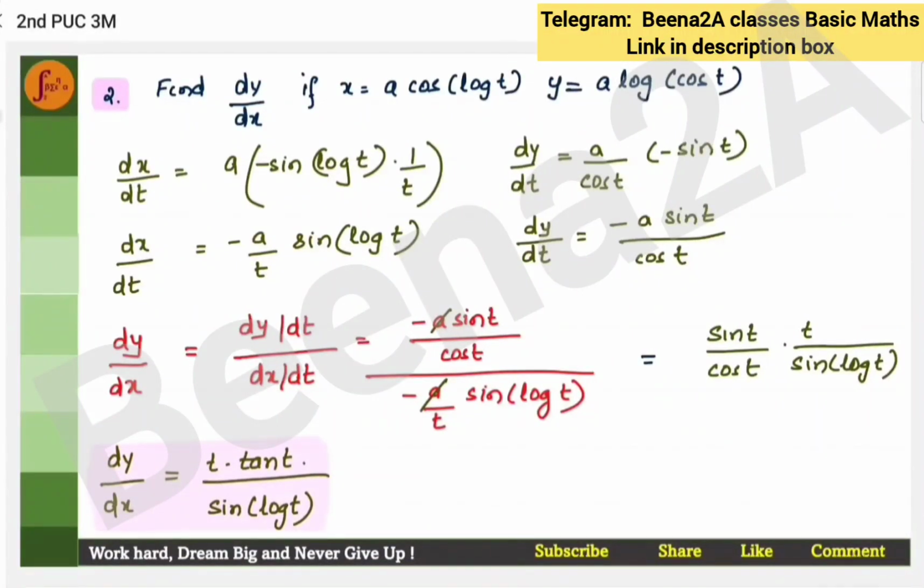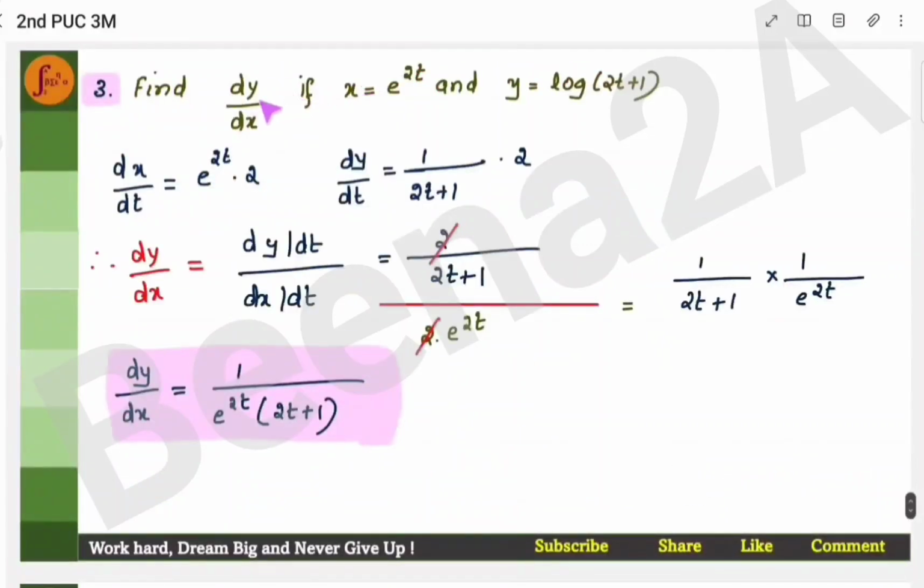Focus on this. Find dx by dt, dy by dt. Then take both these expressions and divide, right? And you'll get dy by dx. Here also similar thing. Dx by dt you find out, dy by dt. Then divide both and find the value.